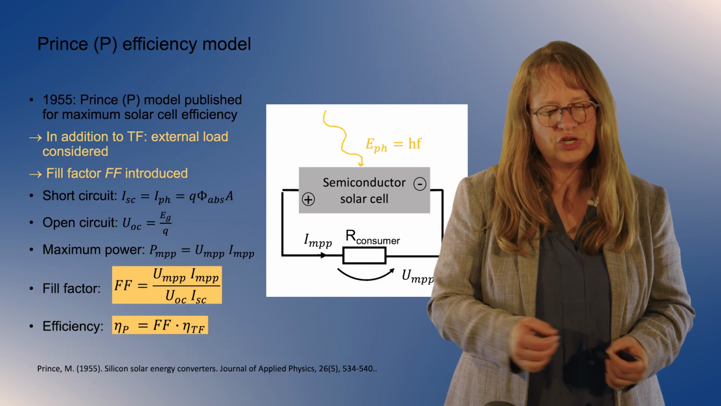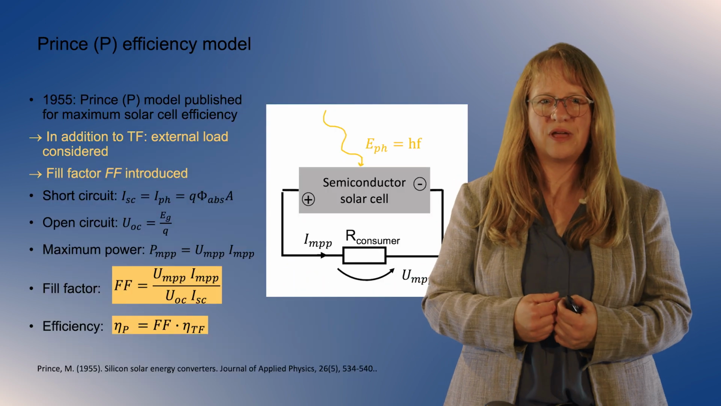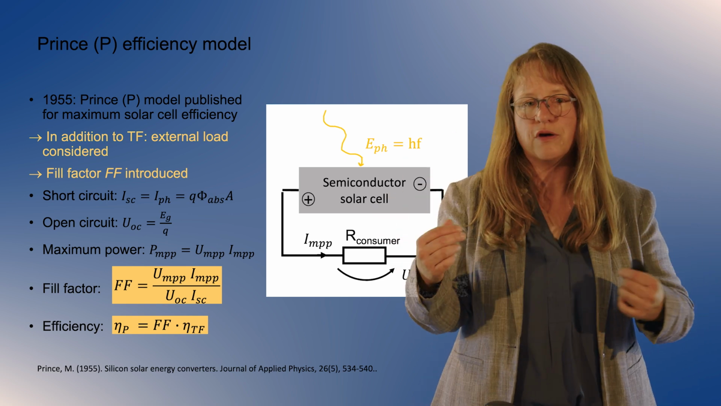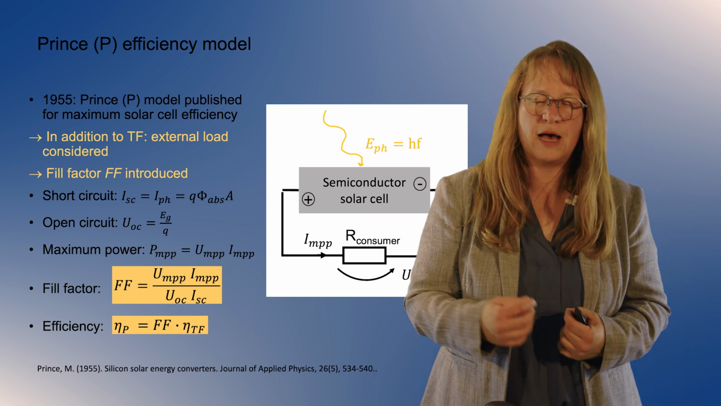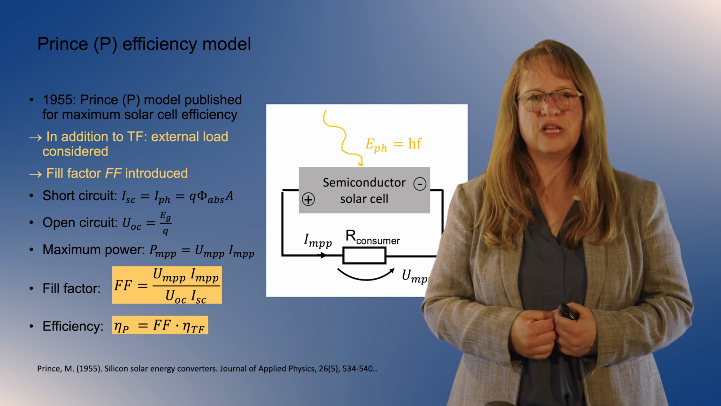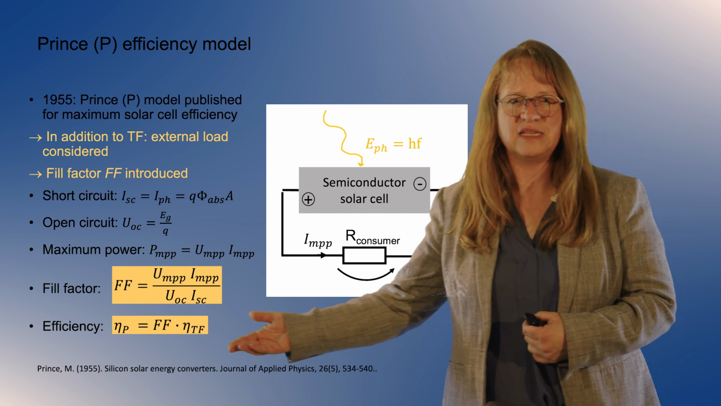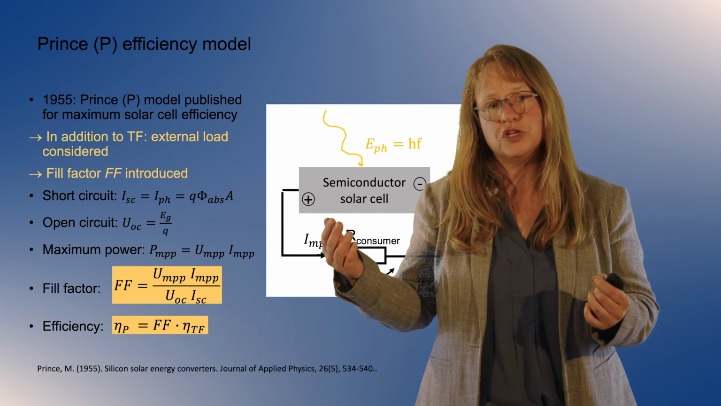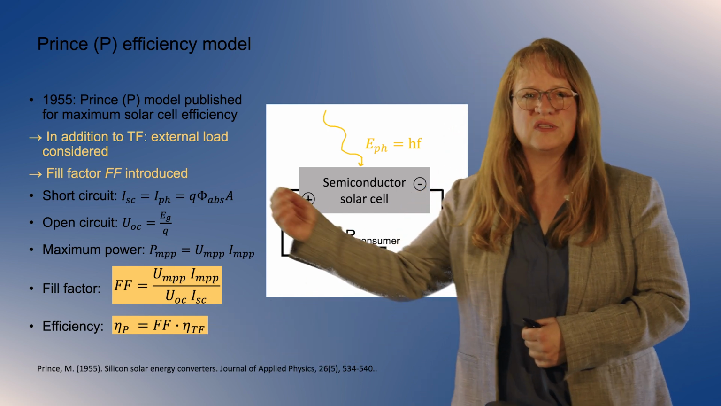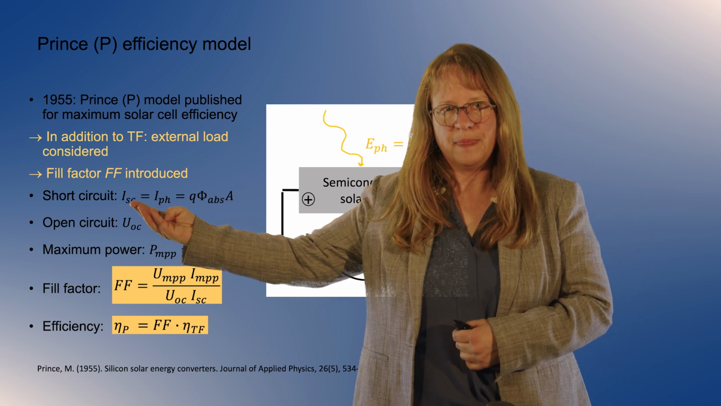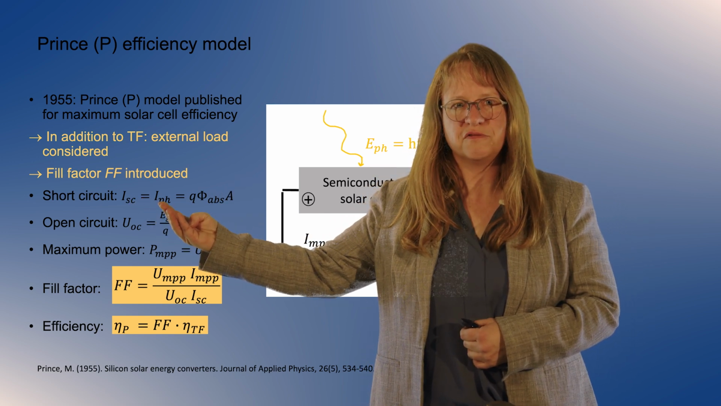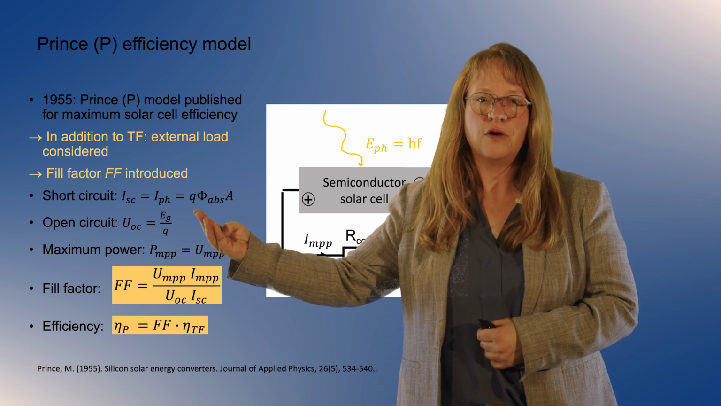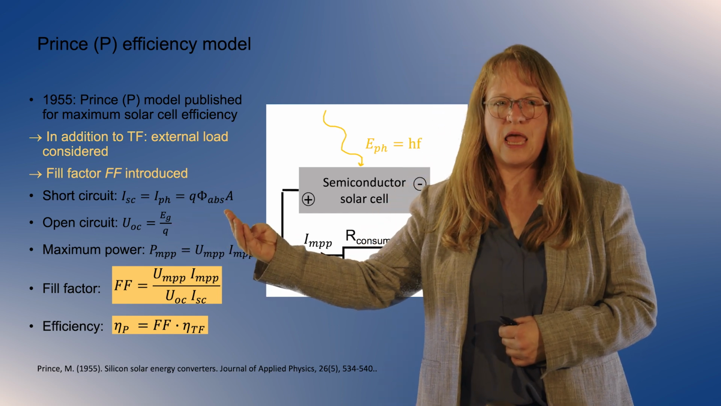And Prince actually in 1955 put all of this together, and he then said, okay, you have to assume that you have some IV curve and you cannot extract all of the power as was suggested by Trivich and Flinn in this eta, but you also have to consider the current voltage characteristics. So Prince said, okay, you have to take the short circuit current, that is the photocurrent, that is just given by the elementary charge times the photon flux times the area.